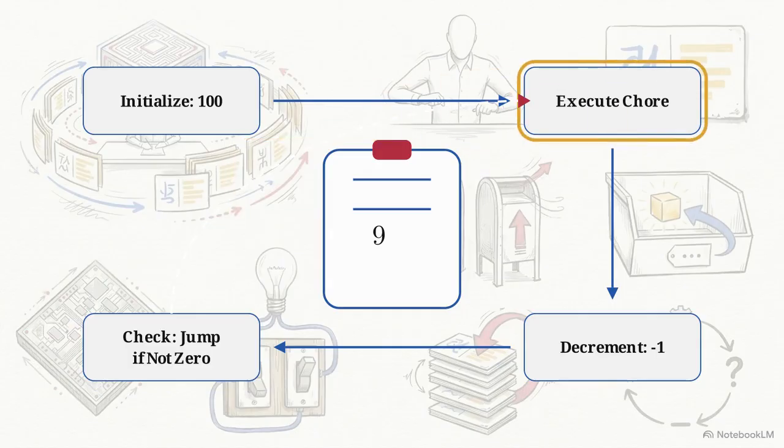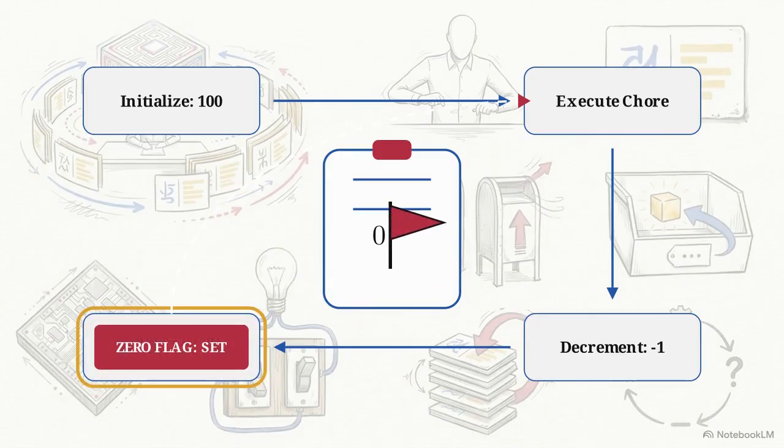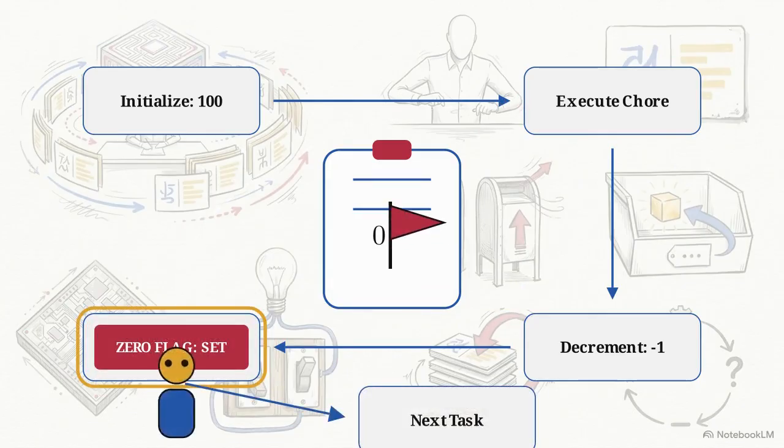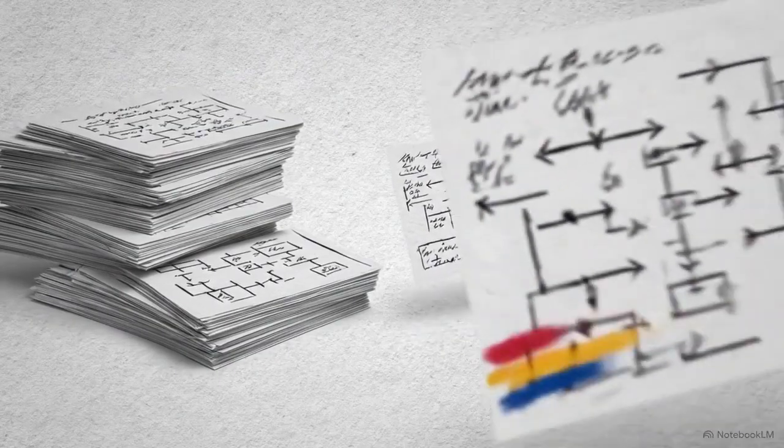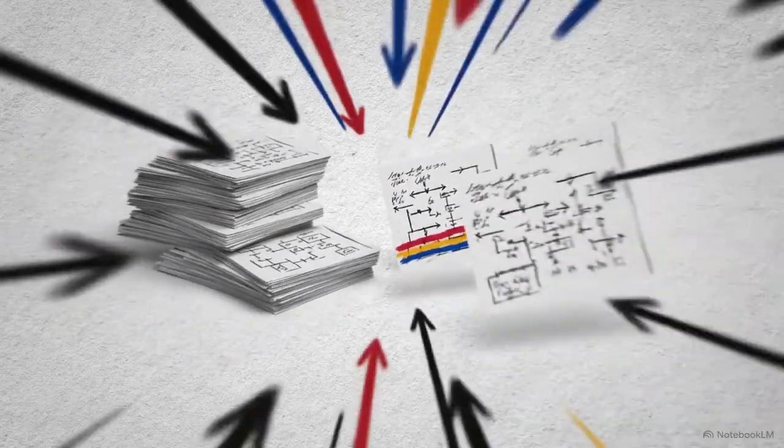This creates a self-sustaining cycle. The assistant keeps churning through the chore, crossing off numbers, until the exact moment the math results in a 0. The 0 flag pops up, the jump is canceled, and the assistant finally moves on to a new task. What makes this staggering is the scale. Even on a vintage 1970s processor, the assistant executes these loops roughly 3 million times every single second.